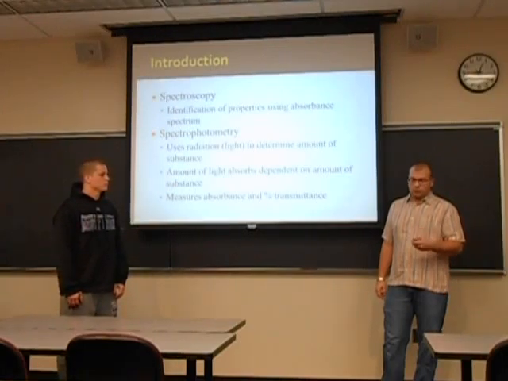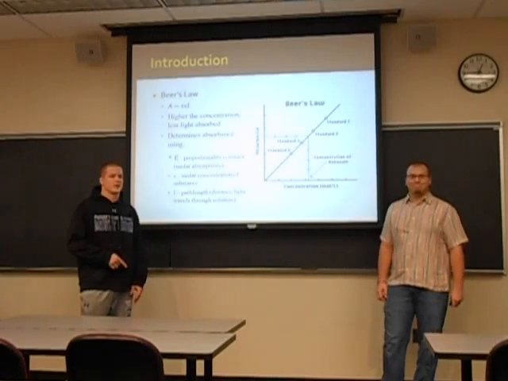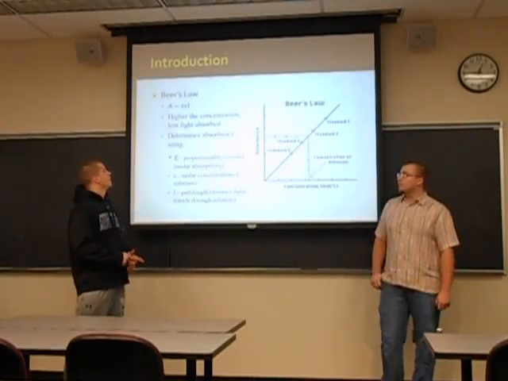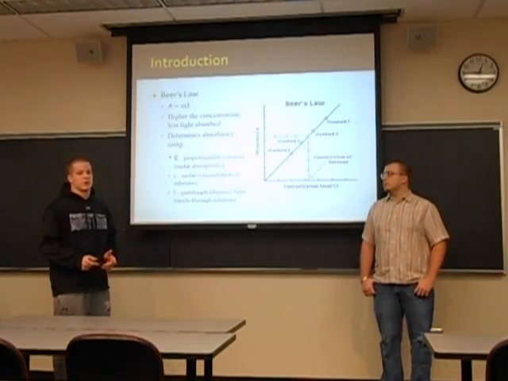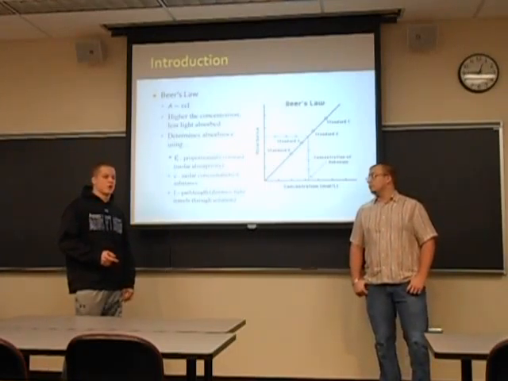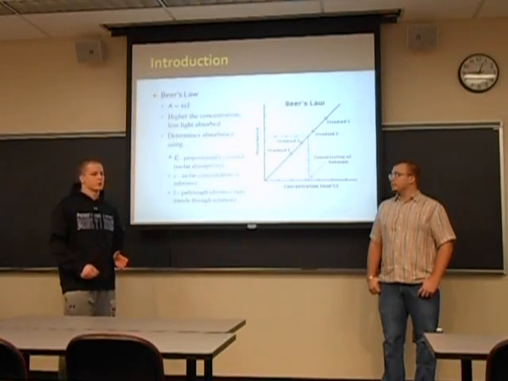And this pertains to Beer's law, which is A equals E times C times L. We measured the higher the concentration, the less light was absorbed, and E was molar absorptivity. C was the molar concentration of the substance, and L was the path length, which is how far the light would travel through the solution.